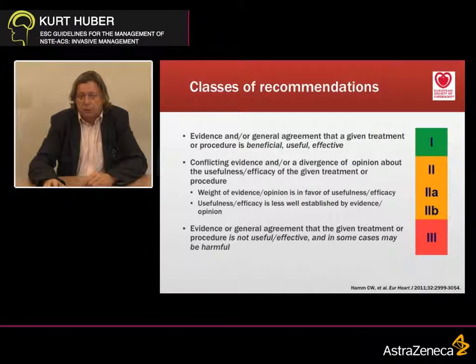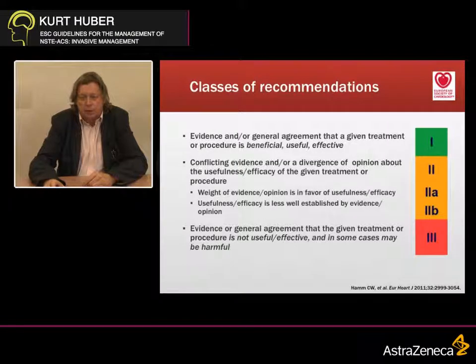First, I would like to explain the classes of recommendations that are usual for the European Society of Cardiology. A class of recommendation number 1 means that there is evidence and/or general agreement that a given treatment or procedure is beneficial, useful, and effective.